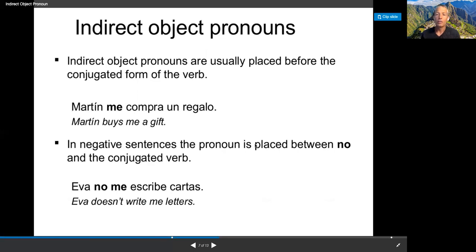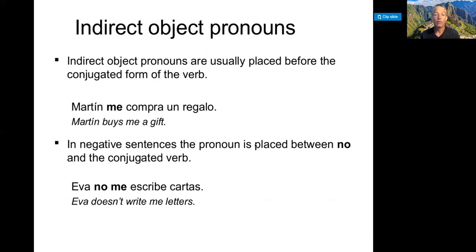Indirect object pronouns are usually placed before the conjugated form of the verb. In English, they go after. Martín me compra un regalo. Martín buys me a gift. You have to think of it as, Martín, for me, buys a gift. That's the structure that Spanish goes in.